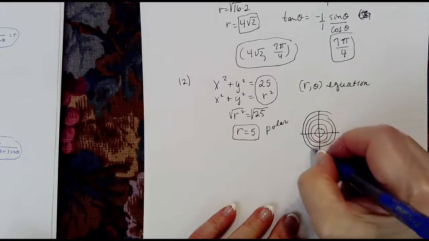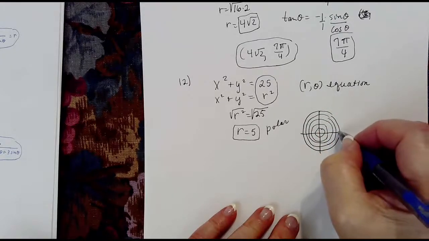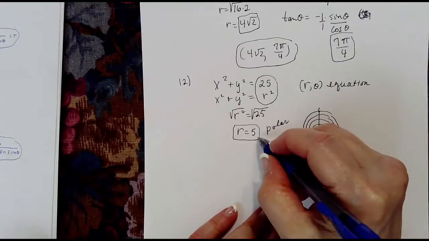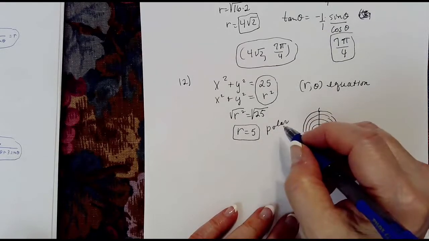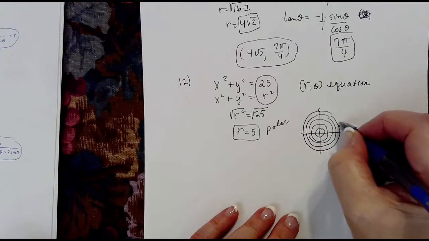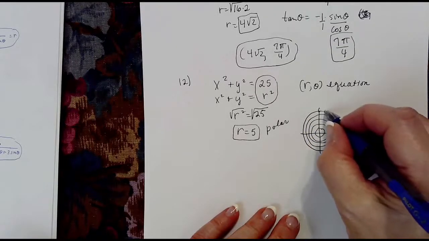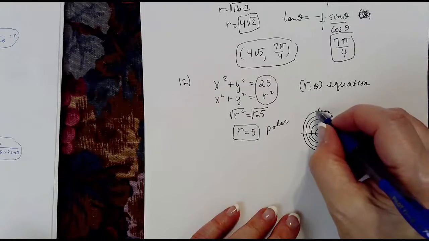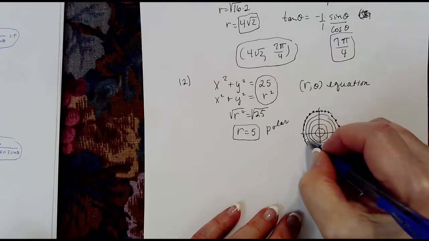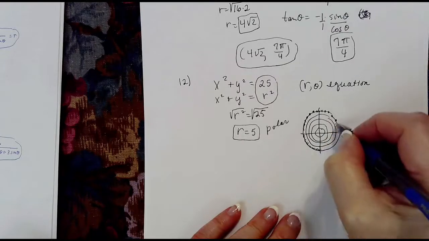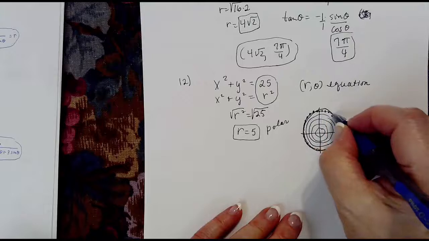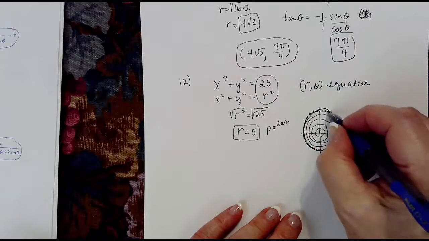I should have used one of those other graphs. But we said that with r equals 5, you don't care about the theta at this point. You just want to plot the r equals 5. So we would plot 5, 5, 5, 5, 5, all the way around. All these would be 5, right, on this concentric circle. So then when I did that, my actual graph would be this circle, right?